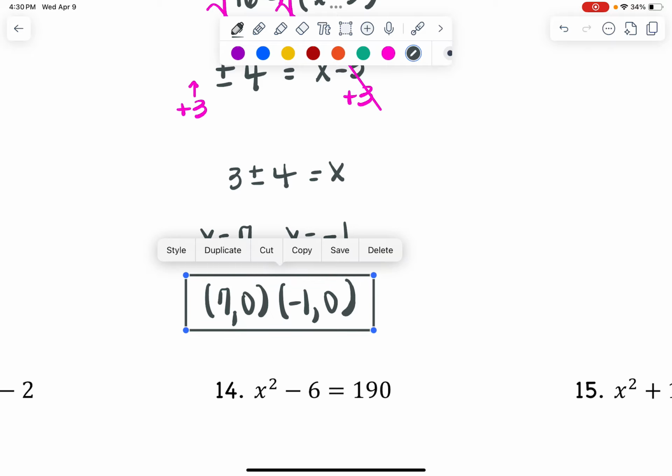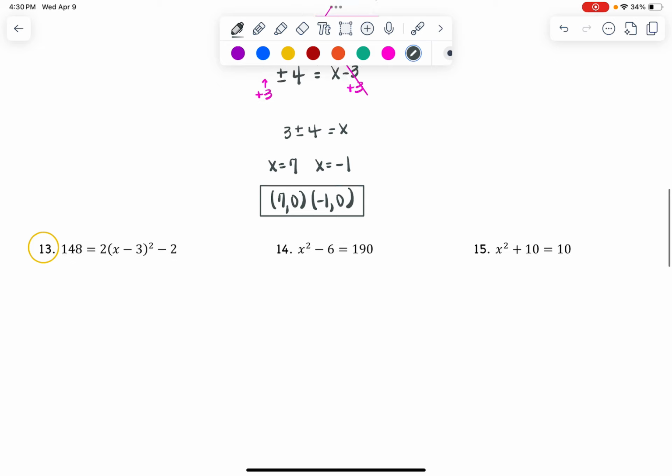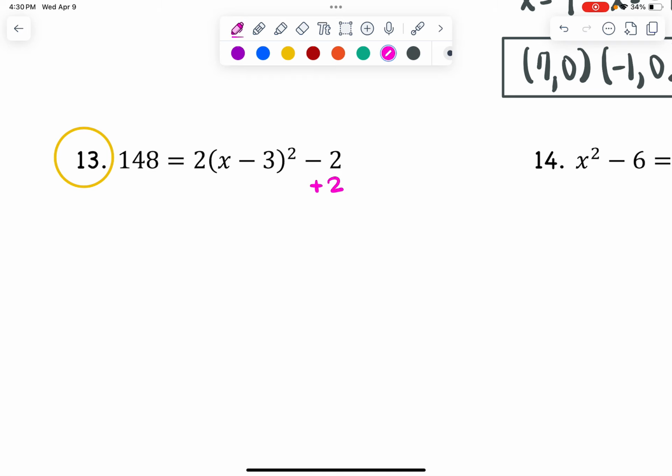All right. But then I'm also going to work through, this is the last one, number 13. Number 13 is a tad bit different. Same exact process, right? We're still going to start moving stuff to the other side. So here we go. I'm going to add the 2. I've got to get my constants to the other side first, always.